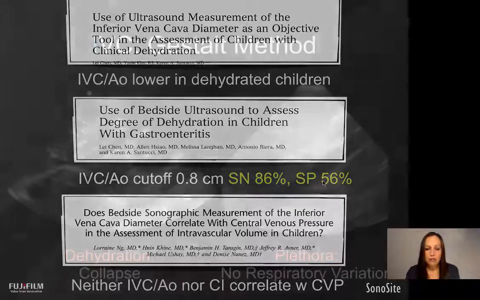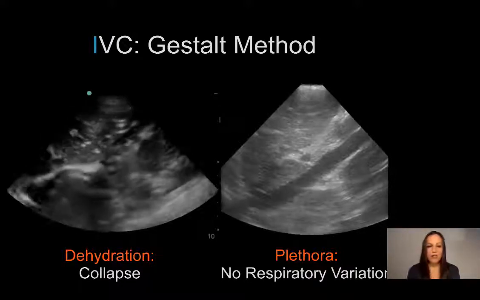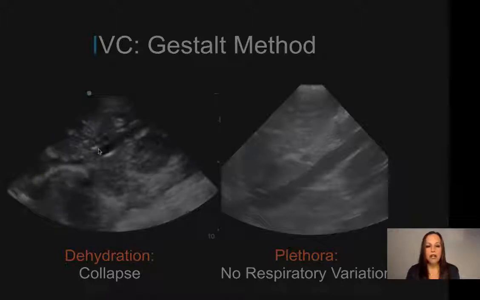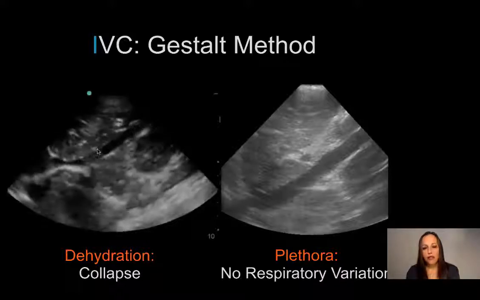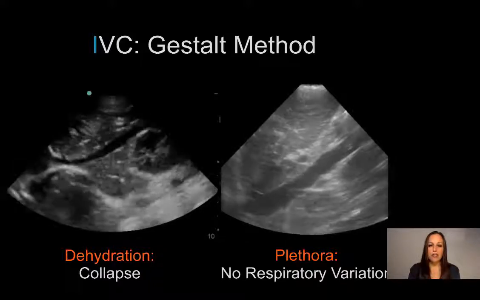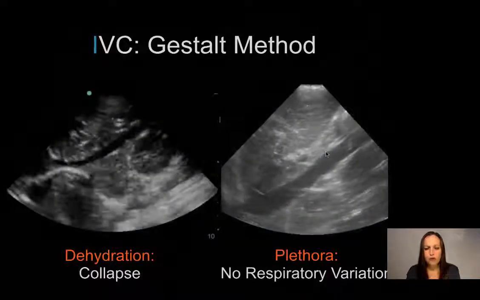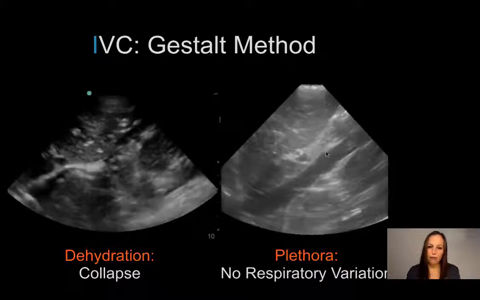So the Gestalt method, especially for the purposes of the RUSH protocol, we really want to look pretty quickly to see if there's collapse or respiratory variation. Now we can see here in the longitudinal view, we see that the walls of the inferior vena cava are really touching each other. This is a situation of dehydration and the walls collapse, they almost kiss each other. Now this is in contrast to a patient who is plethoric, they're fluid overloaded. You can see the inferior vena cava here, there's barely any respiratory variation of the walls, there's barely any movement. So you can see them side by side, that we can tell the difference in the longitudinal view.